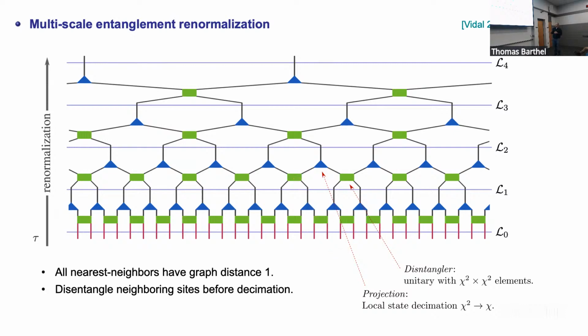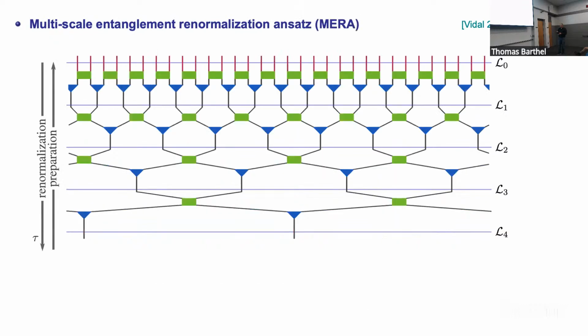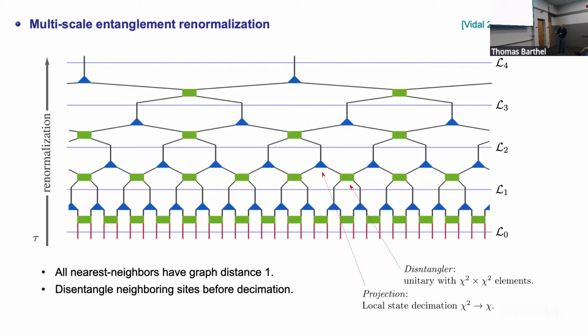And now you see that in this new graph, any two sites actually have a maximum graph distance of 1 or 2, right? So this is a much more efficient ansatz, and we expect it should work for most quantum many-body systems with some locality features that we're interested in.